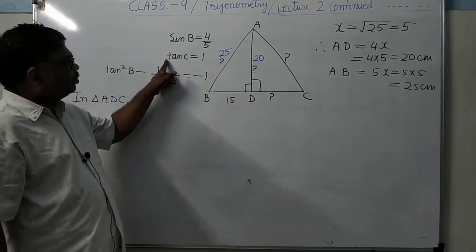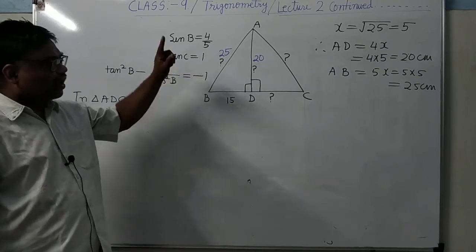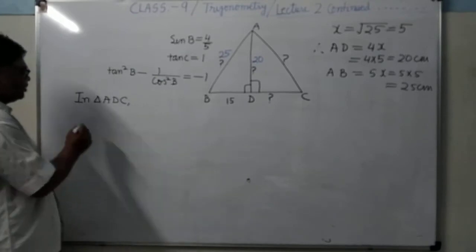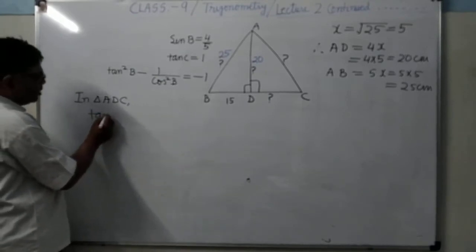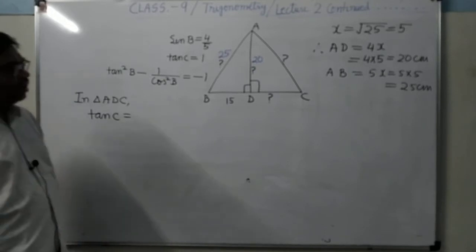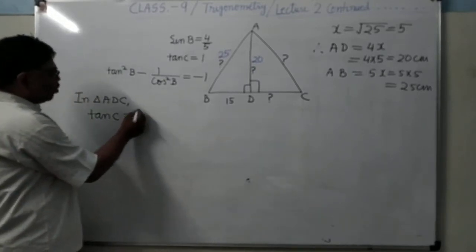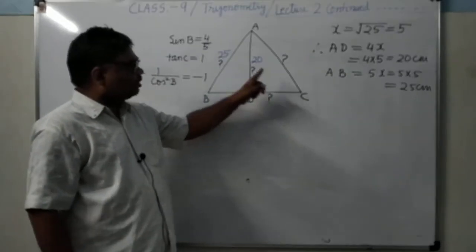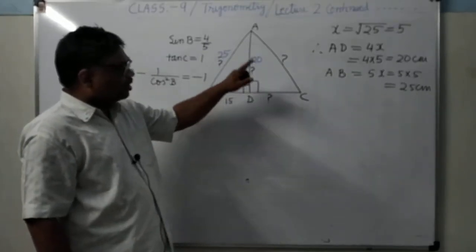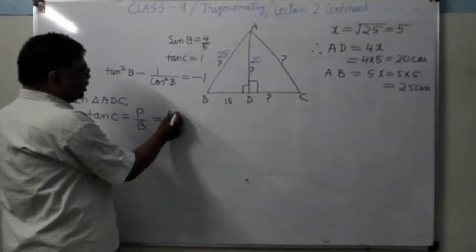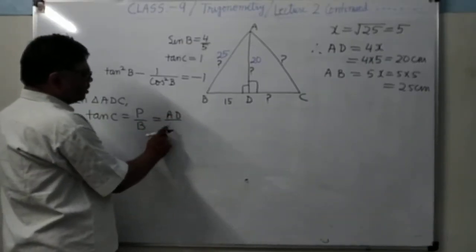Here what value is given? Tan C. So from the triangle we will determine tan C in terms of sides. So what will be tan C from the triangle? Tan means perpendicular upon base. With respect to the angle C, what is perpendicular? AD. What is base? DC. So it will be equal to AD upon DC.